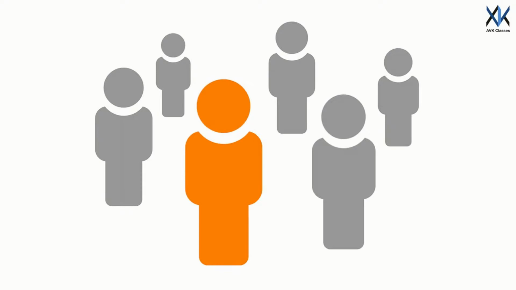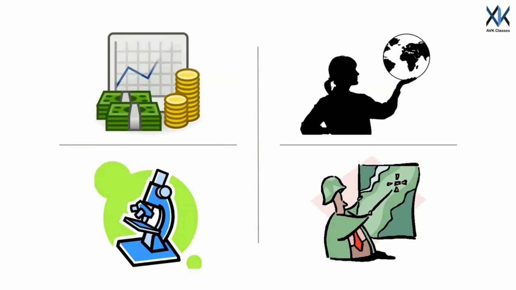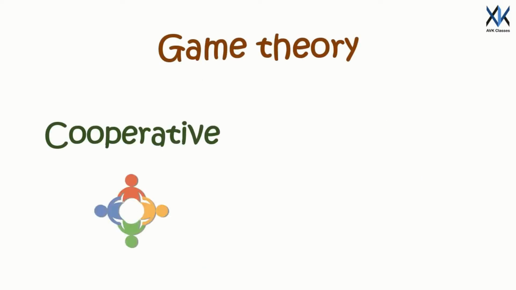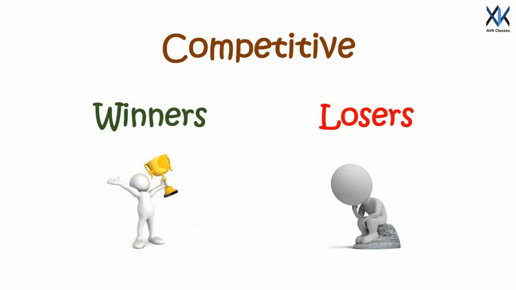Accordingly, a game is any interaction between multiple people, in which each person's payoff is affected by the decisions made by the others. Game theory is used extensively by economists, political scientists, biologists, military tacticians, etc. Game theory has two branches: cooperative and competitive. Competitive game theory covers competitive social interactions where there will be some winners and some losers.